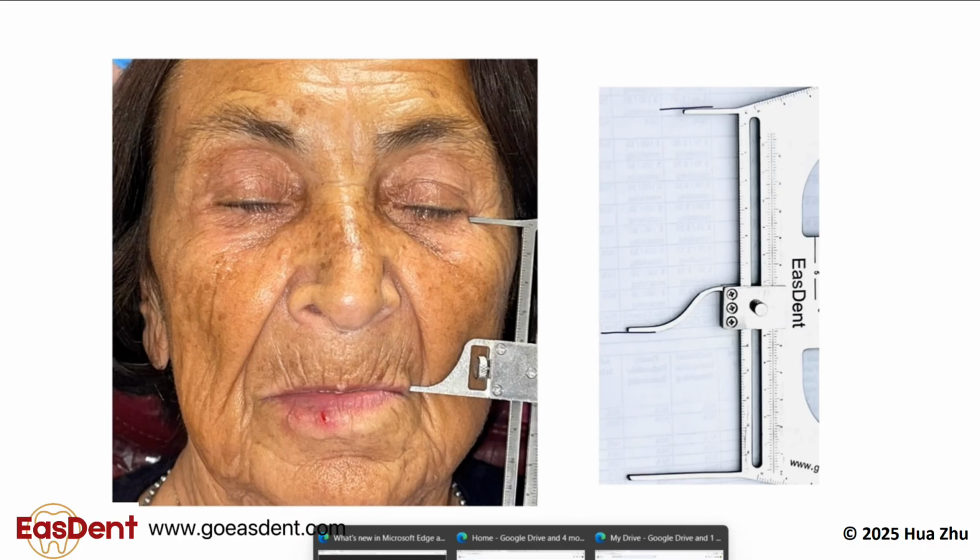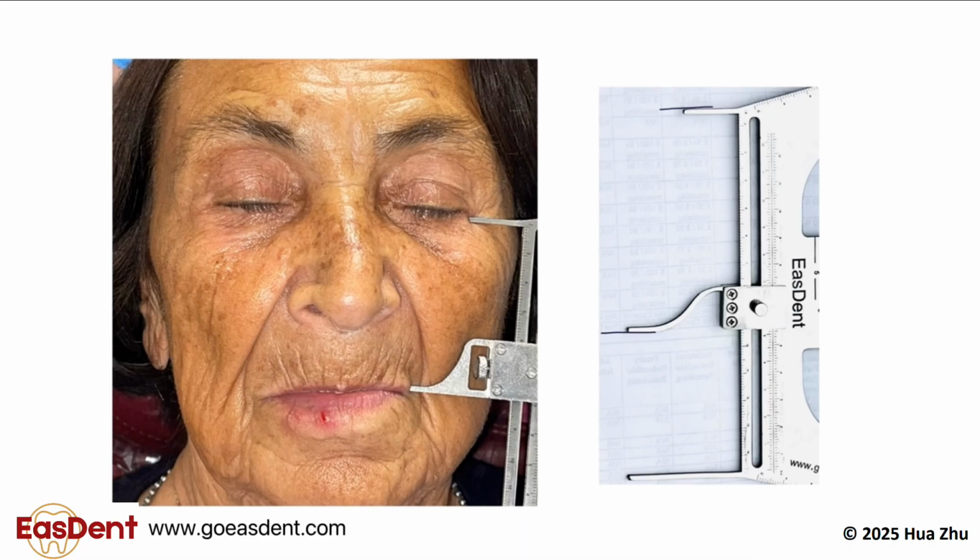Preset the VDO by measuring with the outer edge of the shorter stick matching the lateral commissure of the eye and the outer edge of the movable handle lining up with the commissure of the mouth.